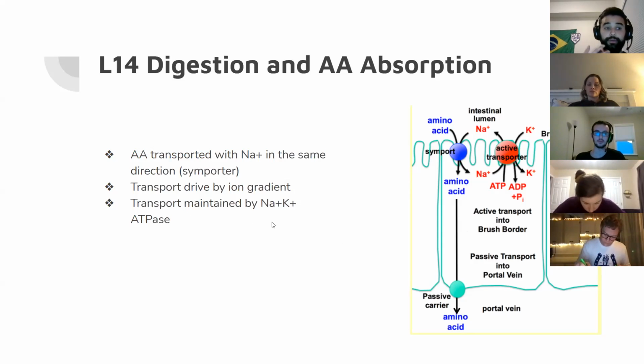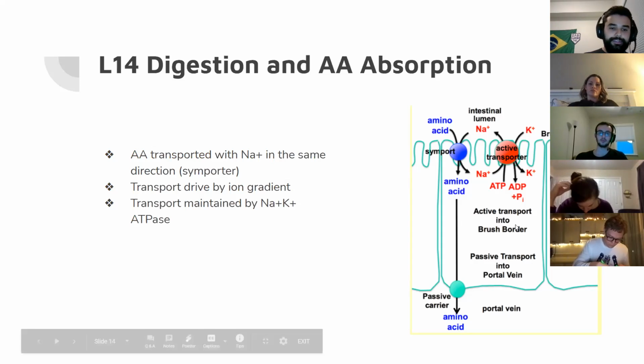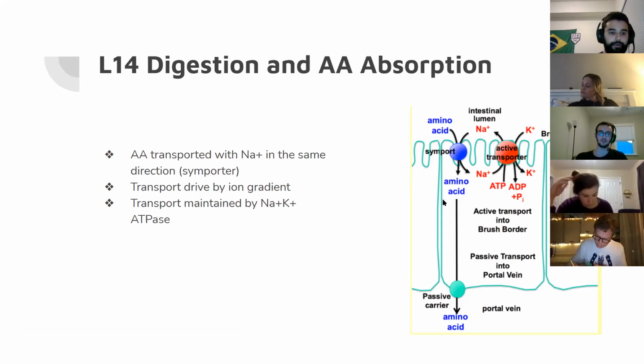And again, this transport is driven by this ion gradient. But we need to make sure that we have a consistent amount of sodium in the lumen of our intestine. So that's where our sodium potassium ATPase comes in, right? We're transporting 3 sodiums to the lumen and 2 potassiums inside using ATP. Okay, so we consistently make that ion gradient to allow this symporter transport to keep going. Okay. Any questions on this?